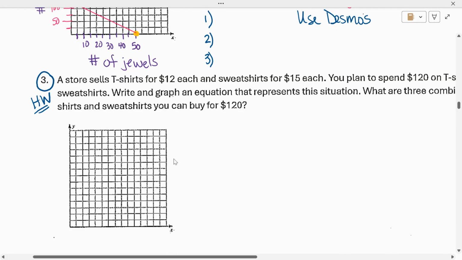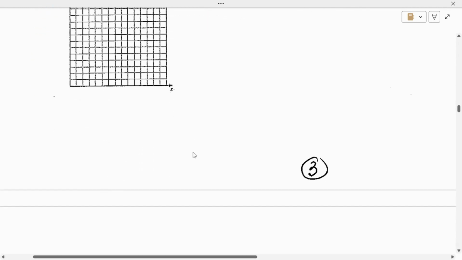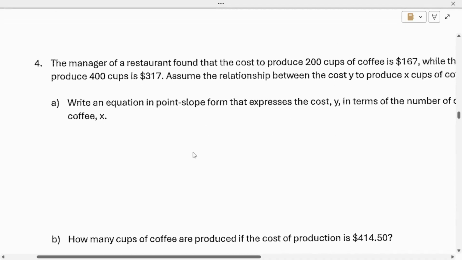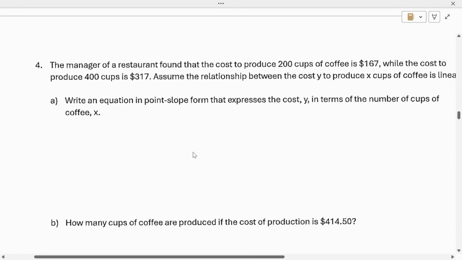So all of the ones on the front page are what form? Standard. So what do you think the ones on the back page are going to be? Point slope. Good job, you guys. Remember to write an equation in point slope form. What do we need? Refresh my memory. It's in the name. It tells you exactly what you need. You need a point, and you need slope. That's why it's called point slope form.